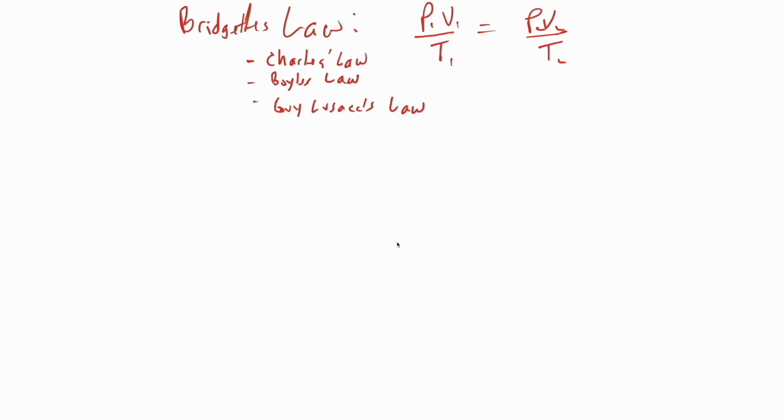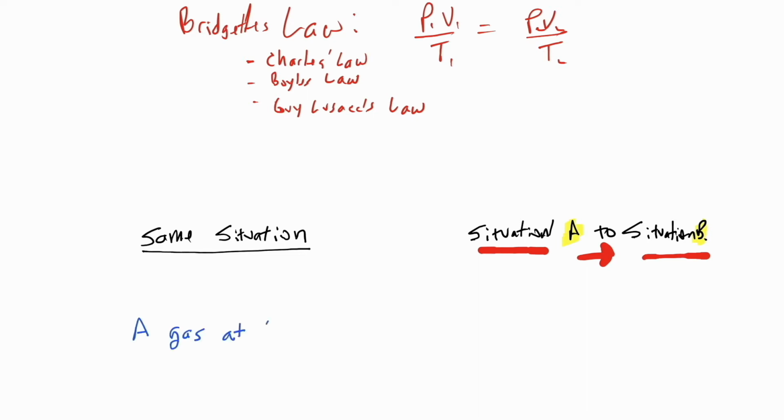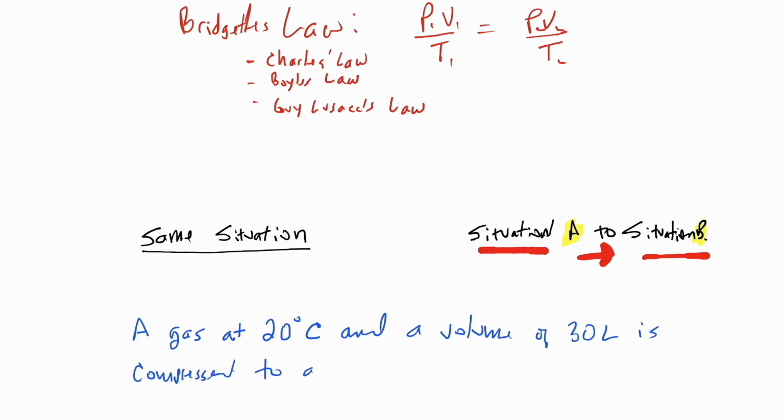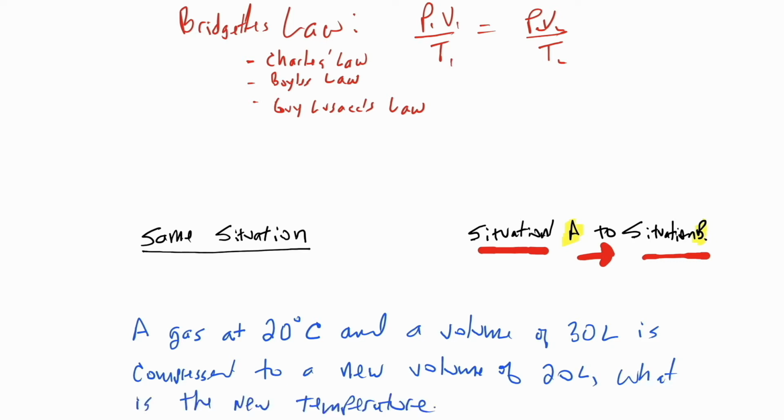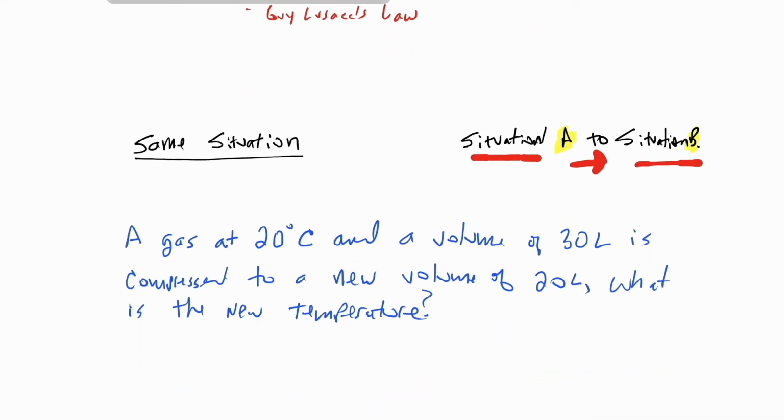Okay, here's how to decide which equation to use. There are two things to look out for. Are we looking for the same situation, or are we looking for situation A to situation B? So if I said a gas at 20 degrees Celsius and a volume of 30 liters is compressed to a new volume of 20 liters, what is the new temperature? We're trying to figure out which gas law to use. Am I asking you about a gas in the same situation, or did I change the condition?